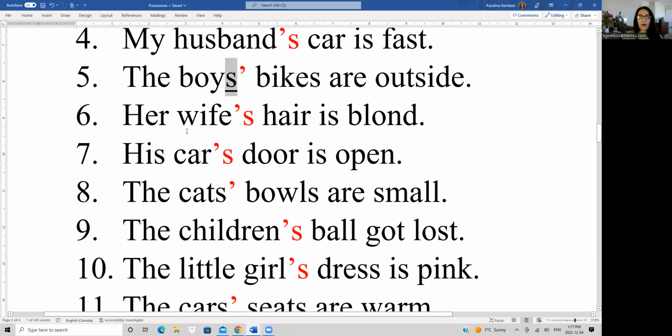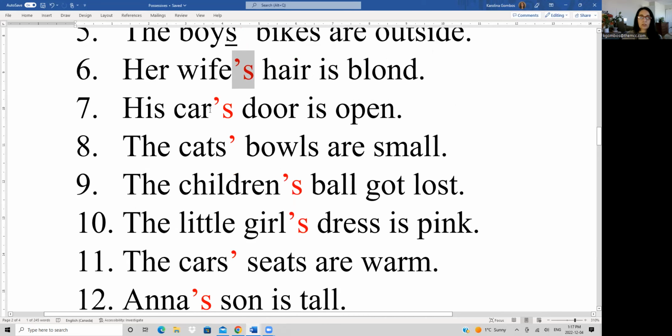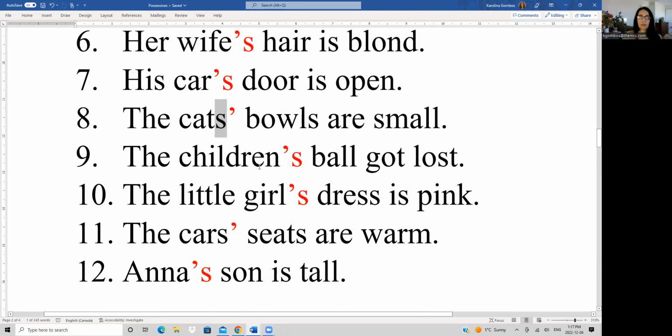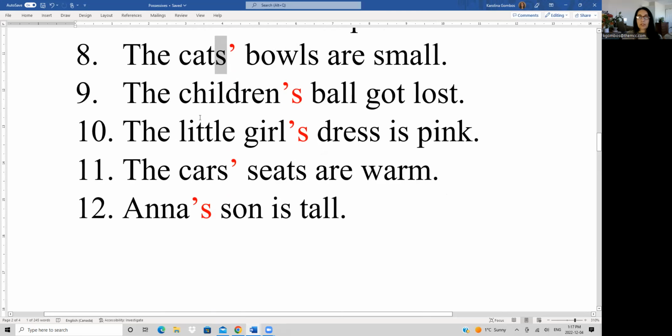Okay, number 6. Her wife's hair is blonde. Again, apostrophe S because there is no S at the end. His car's door is open. Again, apostrophe S. What do you see here in number 8? The cats, plural, ends with an S, so I don't have to put apostrophe S. I just put the apostrophe after the word. The children's ball got lost. This one is plural, but you remember it's an irregular plural. It doesn't end with an S, so I can put apostrophe S.